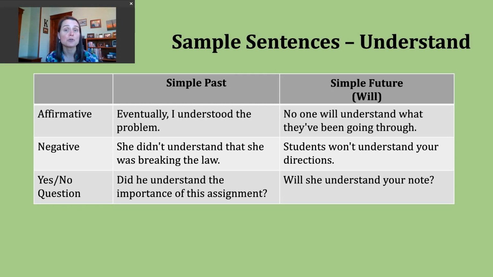Finally, let's look at making a yes or no question in the simple past tense. To do this, I start with did, then I have my subject, and then the base verb.